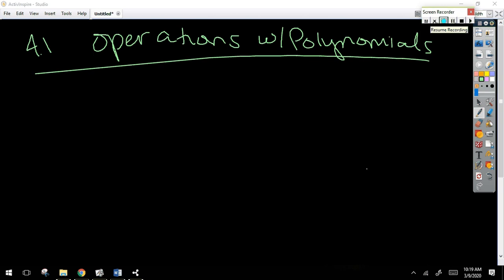Chapter 3 was all about quadratics. Chapter 4 is moving us from quadratics to polynomials. So here's the thing. A quadratic is a polynomial, but a polynomial is not always a quadratic.